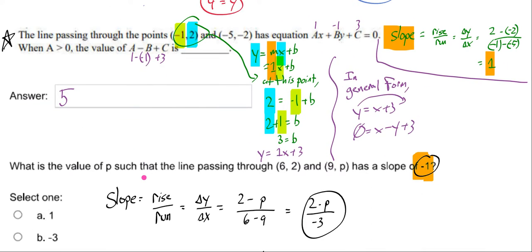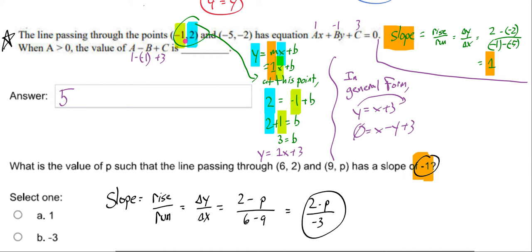Next, a line passing through these points, -1, 2, and -5, -2, has the equation ax plus by plus c is 0. When a is bigger than 0, so when a is positive, the value of a minus b plus c is. This is the hardest question on this assignment, I'm pretty sure. It's not that hard, though. So we know that we have these 2 points.